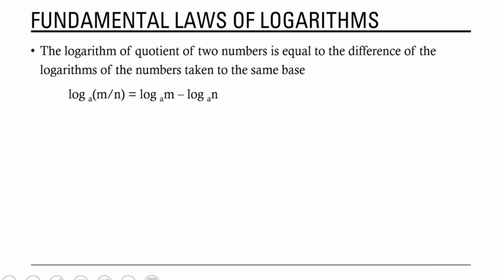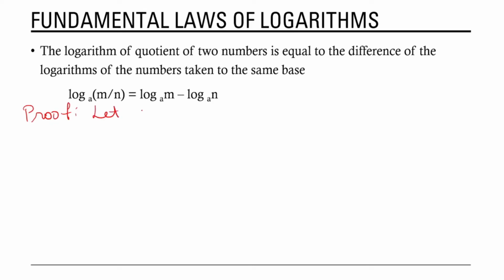The next law is the logarithm of the quotient of two numbers is equal to the difference of the logarithms of the numbers taken to the same base. That is, log m divided by n to the base a is equal to log m to the base a minus log n to the base a. Let us see the proof of this law.